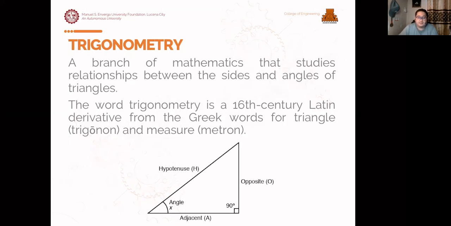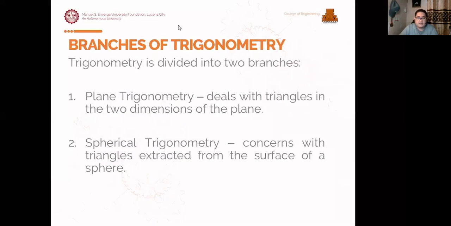Okay? So, okay. So typical triangle natin is as shown. So we have here a right triangle. So later we will discuss what do we mean by right triangle now if you are not familiar yet. And then the word trigonometry is derived from the Greek words triangle or trigonon and measure-metron. Okay? So based from its definition pa lang, triangle lang talaga yung focus natin.